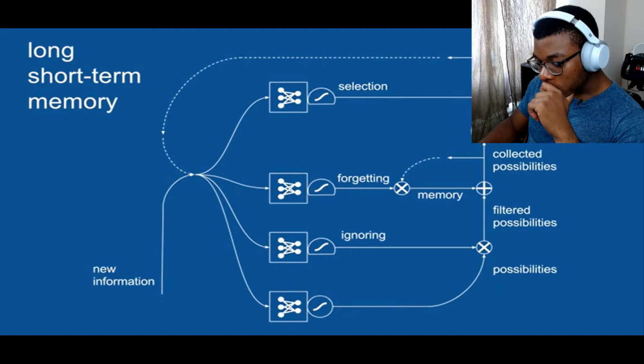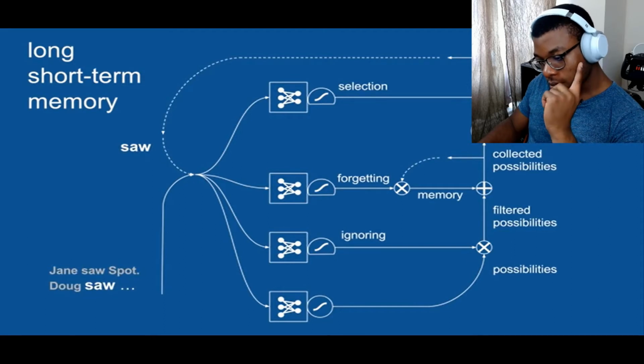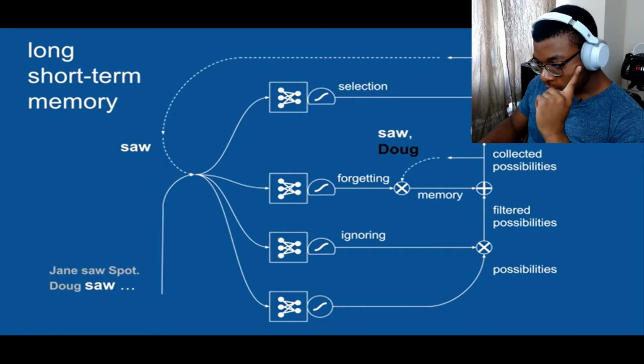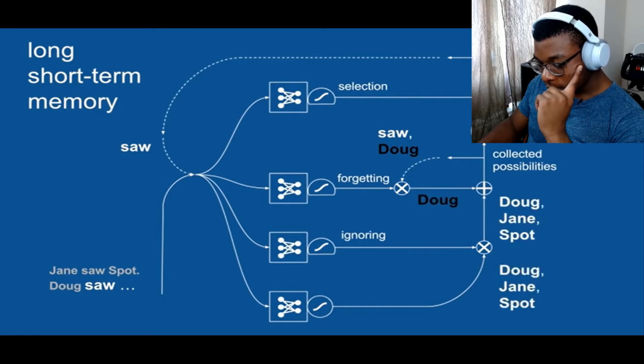The word saw is our most recent word and our most recent prediction. They get passed forward to all of these neural networks, and we get a new set of predictions. Because the word saw just occurred, we now predict that the words Doug, Jane, or Spot might come next. We'll pass over ignoring and attention in this example, and we'll take those predictions forward. Now, the other thing that happened is our previous set of possibilities, the word saw and not Doug, that we were maintaining internally, get passed to a forgetting gate.